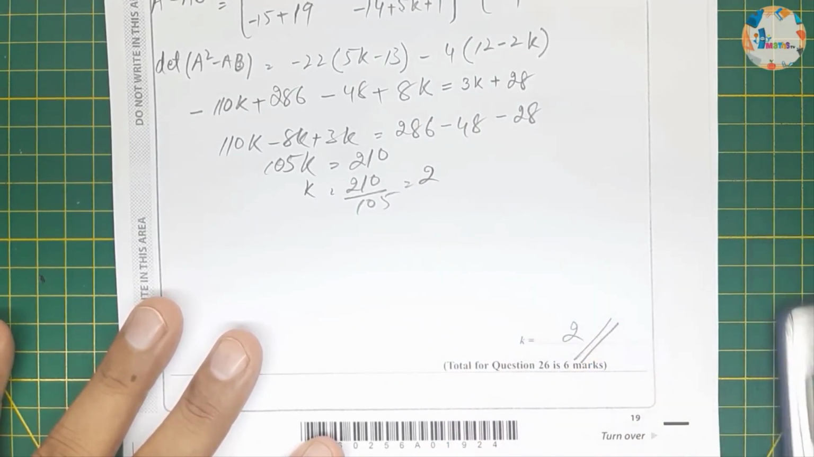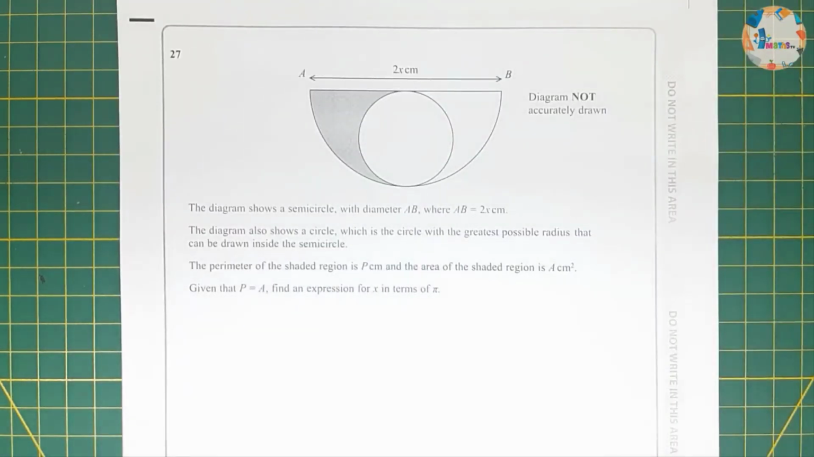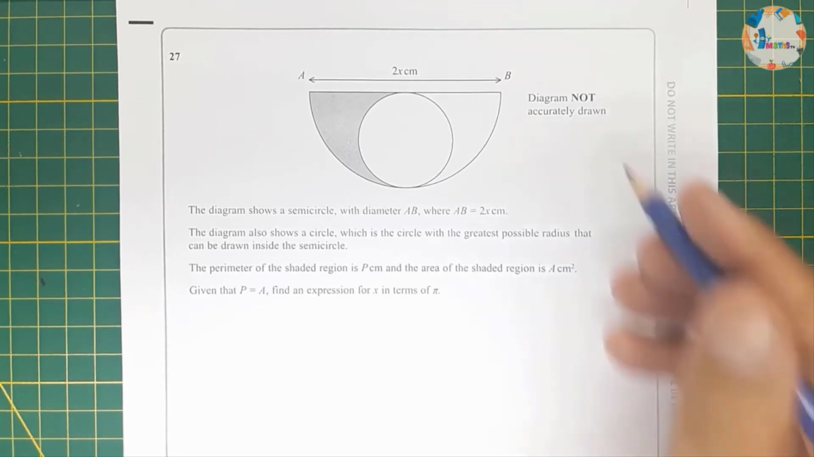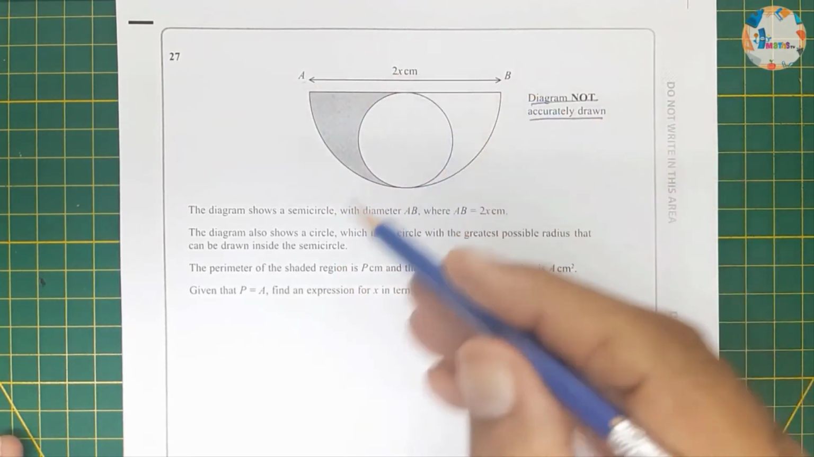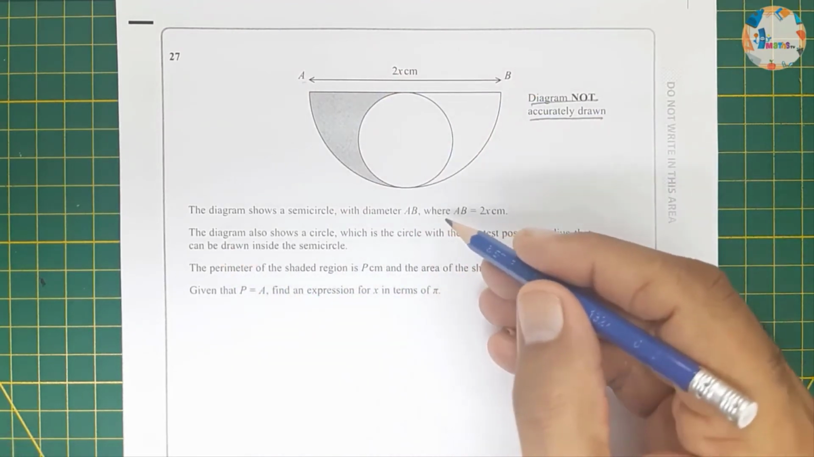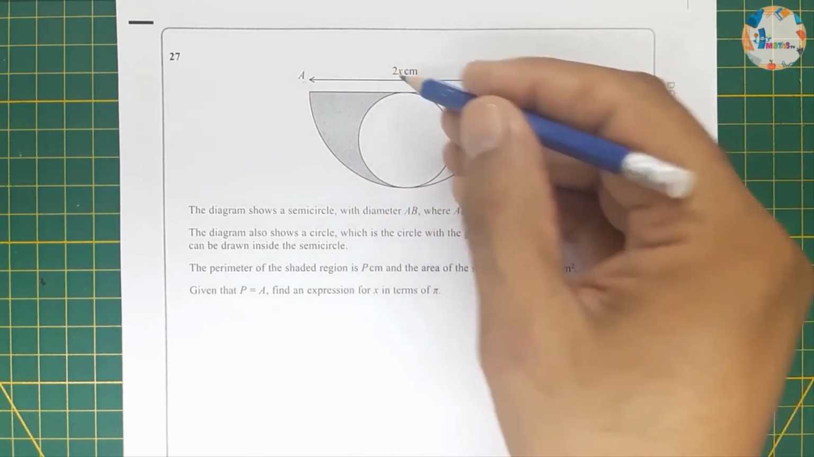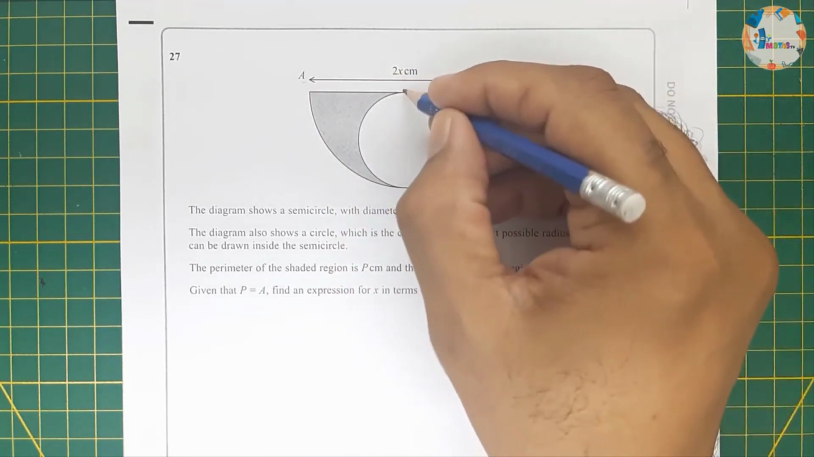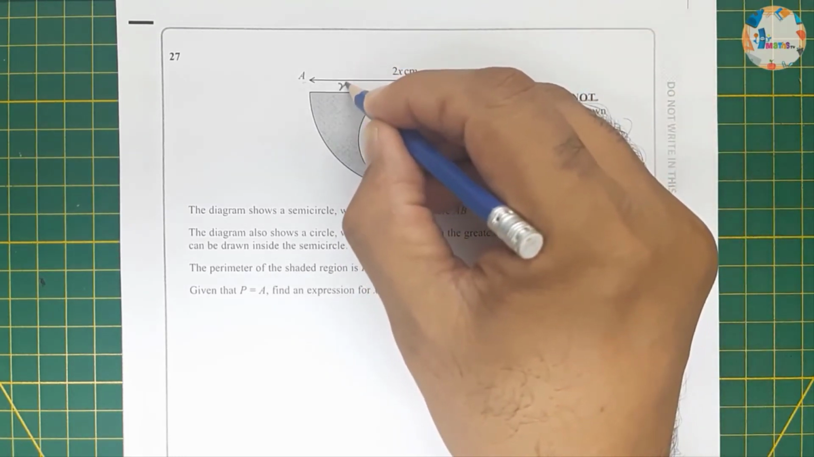Hopefully you understand this matrices question. Now question number 27. This is 2D shapes, area and perimeter question, and in the question a diagram is provided which is not accurately drawn, and this diameter is AB which is 2x. The diagram shows a semicircle with diameter AB, which is 2x. So the radius up to this one will be x.